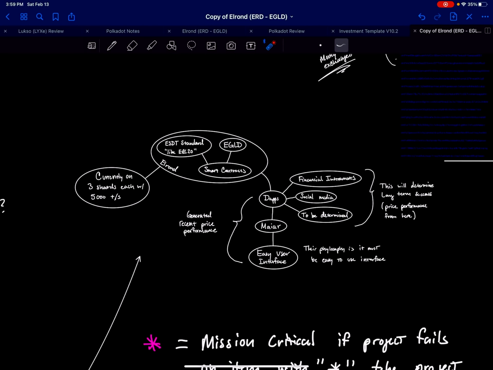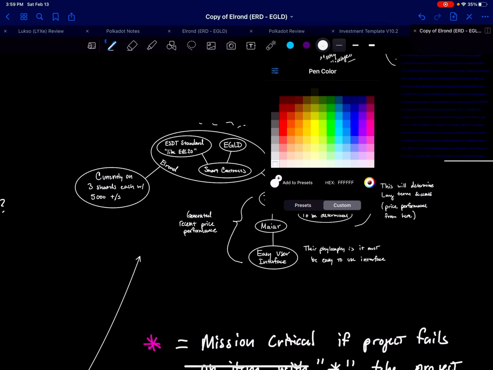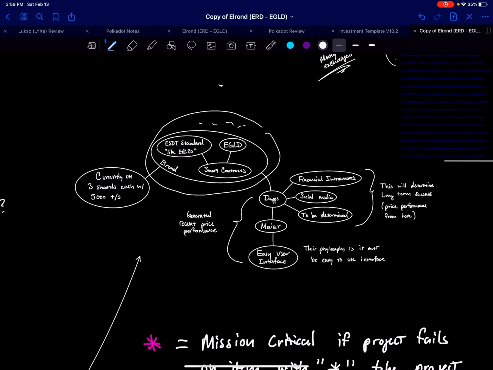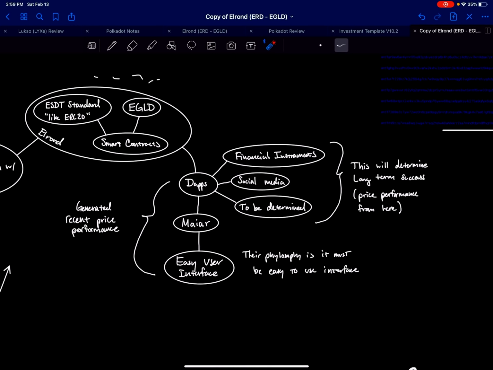So here is another kind of different way of looking at it. This is the Elrond blockchain right here. This is it, design-wise, and you can see that they have their own token standard that they just built out, like the ERC20 on Ethereum. They have the ESDT standard, and the EGLD token that runs the platform allows for consensus and smart contracts. So all of these things together make up Elrond, and it's currently operating on 3 shards. They can add more shards in the future, parallelization, and so that's how they can scale. And each shard does about 5,000 transactions a second.